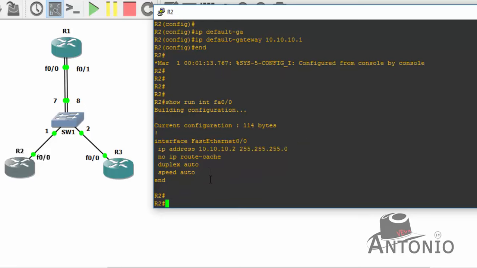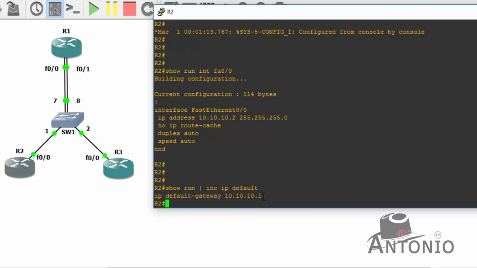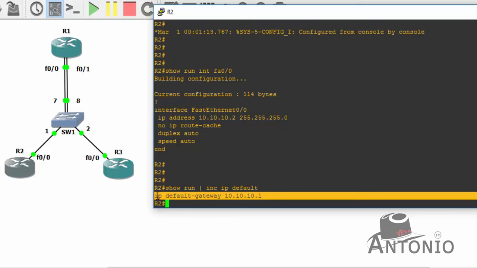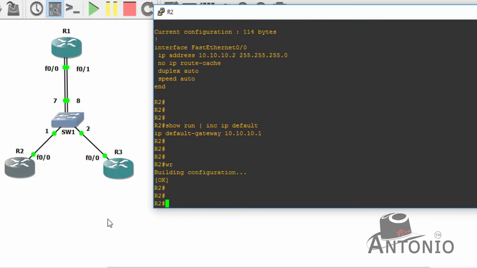Beautiful. And show run. Alright, let's include the IP default gateway. True enough, we have the default gateway. Save the configuration and let's go over to the next router, which is router 3.